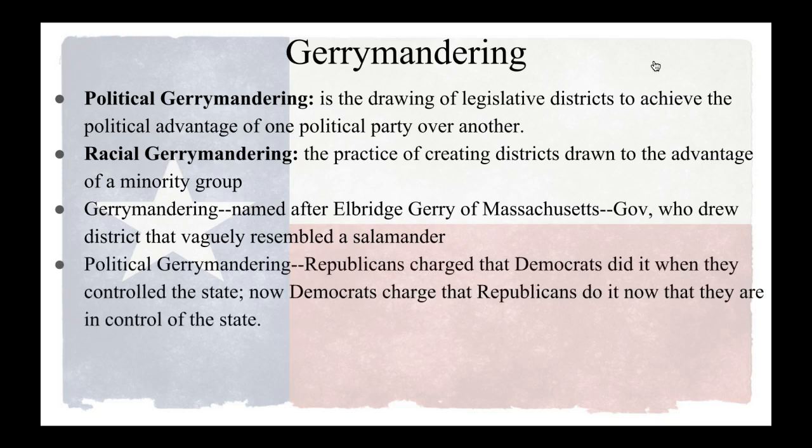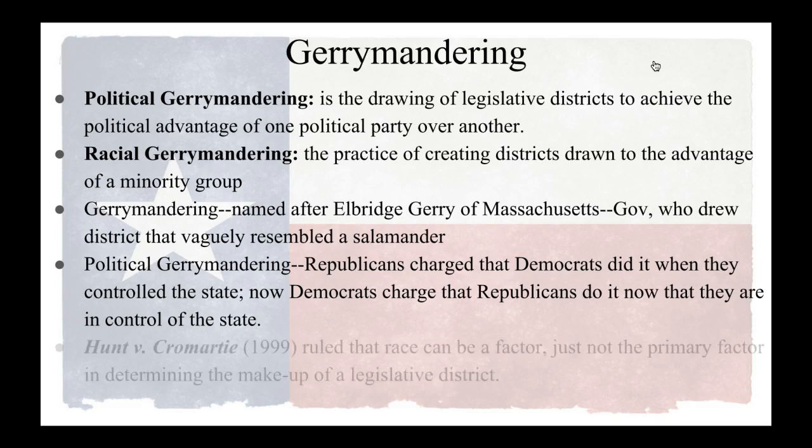Political gerrymandering is going to occur all the time. Republicans are going to charge that Democrats did it when they controlled the state, and now Democrats charge that the Republicans do it when they are in control of the state. And the reality is it probably does happen. It happens all the time in every state legislature. And so it's a thing that occurs.